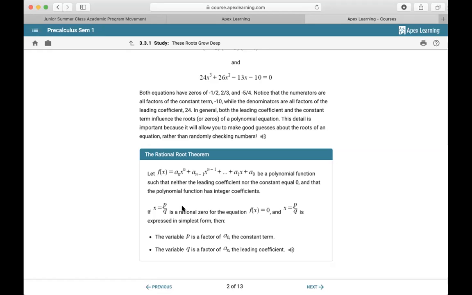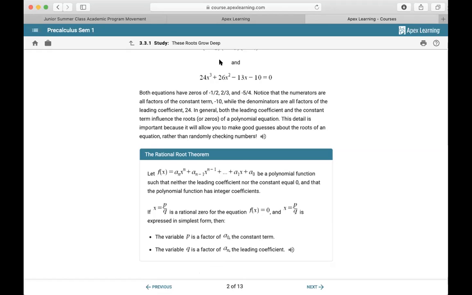And then what that tells us is this top factor here, p, is a factor of the a sub 0 term. So that leading coefficient, it would be the 24 in this example. And then if that's also true, the variable q, the number on bottom, is a factor of the a sub nth leading coefficient. Oh, I'm sorry, I flipped those.